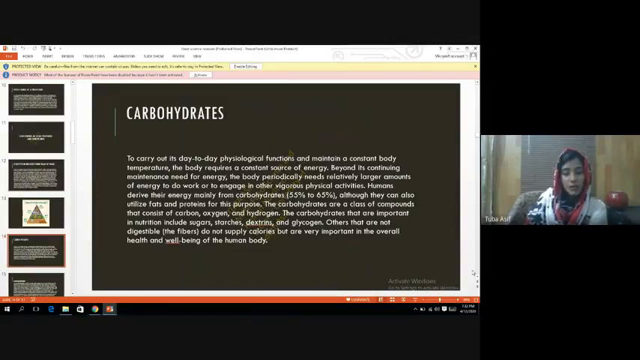The carbohydrates that are important in nutrition include sugars, starches, dextrins, and glycogen. Others that are not digestible are fibers; they do not supply calories but are very important in the overall health and well being of the human body.